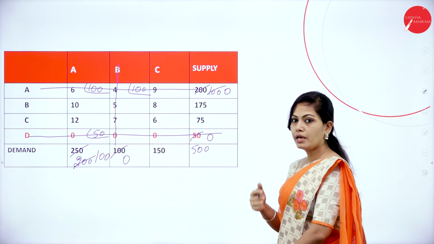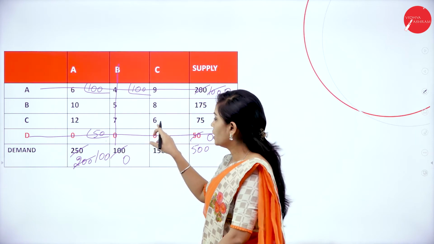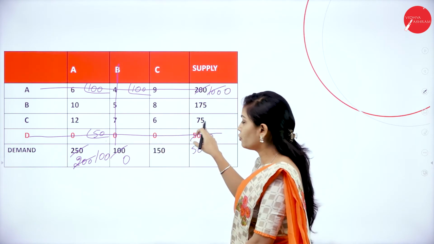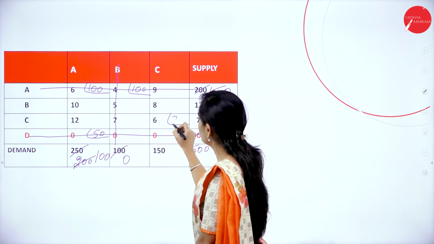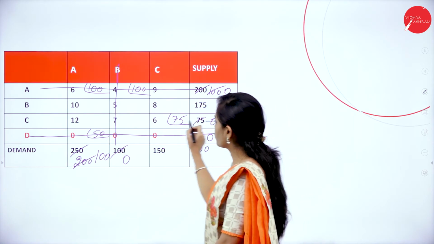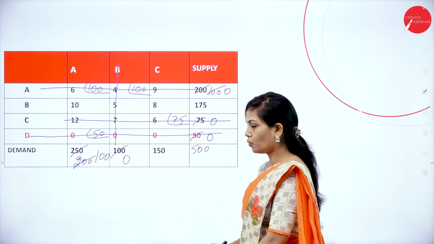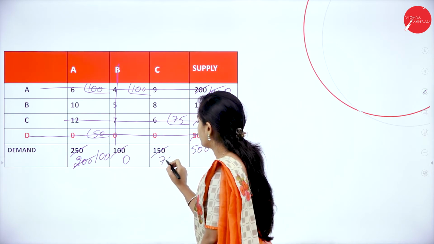And in the next step, again consider the least value. Least value is 6. So now check the supply value and demand value. Supply value is lesser than demand value. It is 75. It will become 0. You can cancel this entire row. 150 minus 75 is 75.